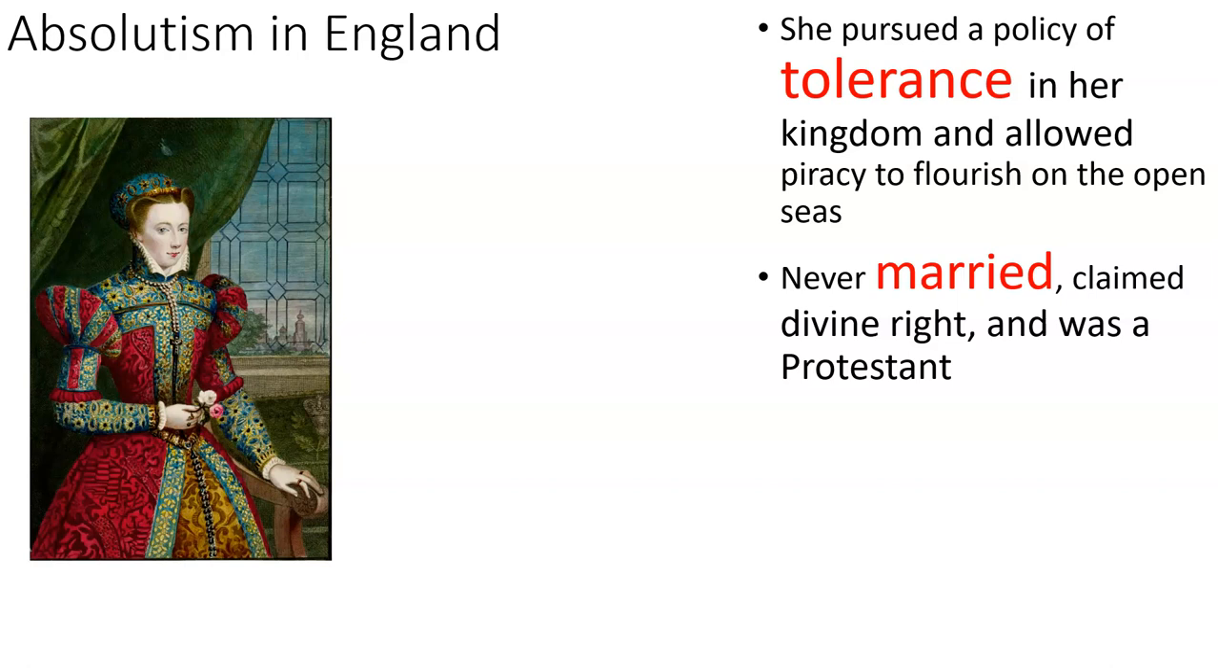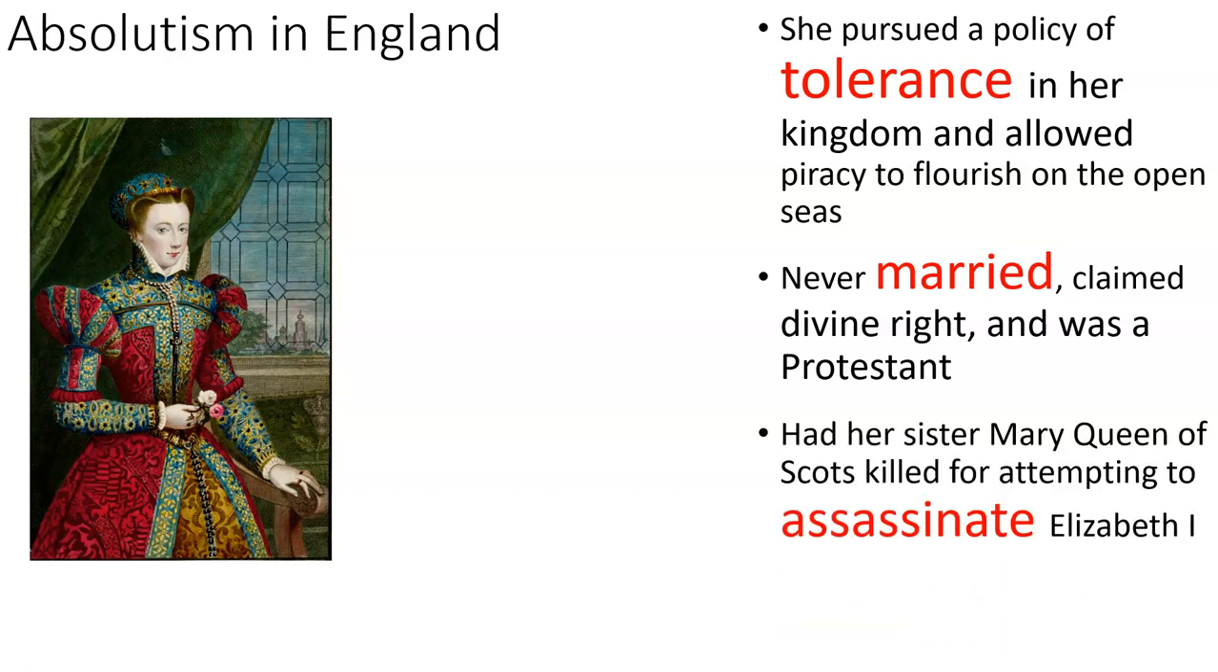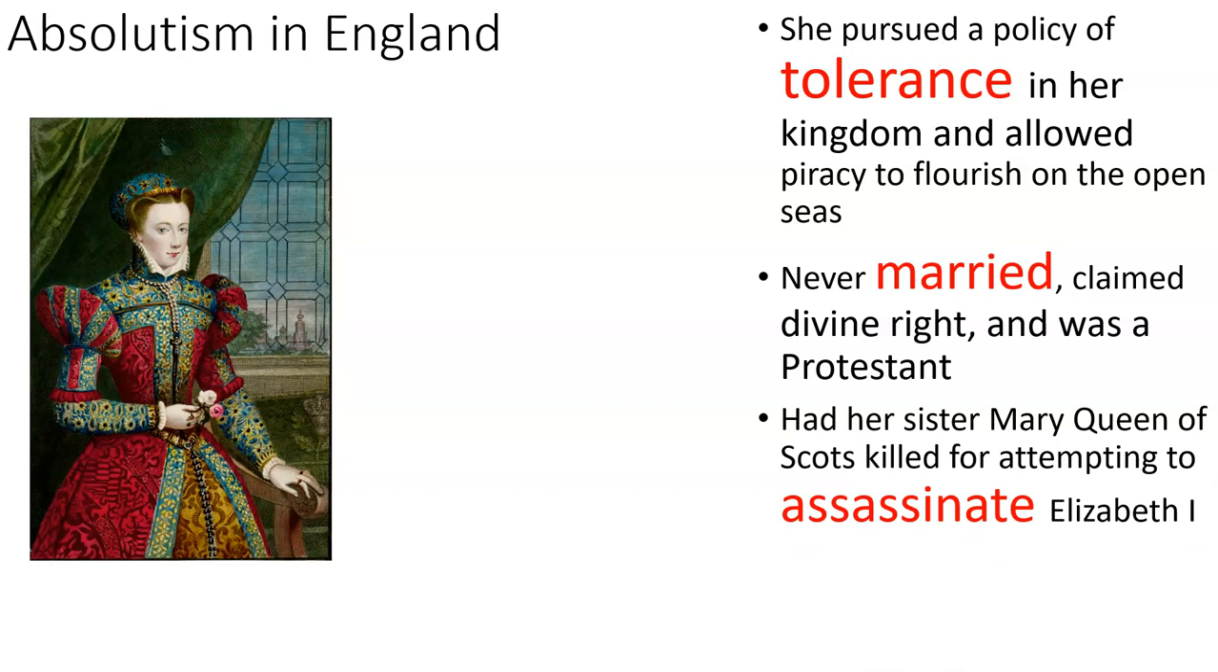She never marries, pursues this policy of tolerance, except when it came to her sister, who tried to have her killed. So Mary tried to kill Elizabeth, tried to get her assassinated. Ultimately, Elizabeth is able to foil that plot, and she has her sister killed. Brutal stuff. Okay, this is a brutal world that she's living in.